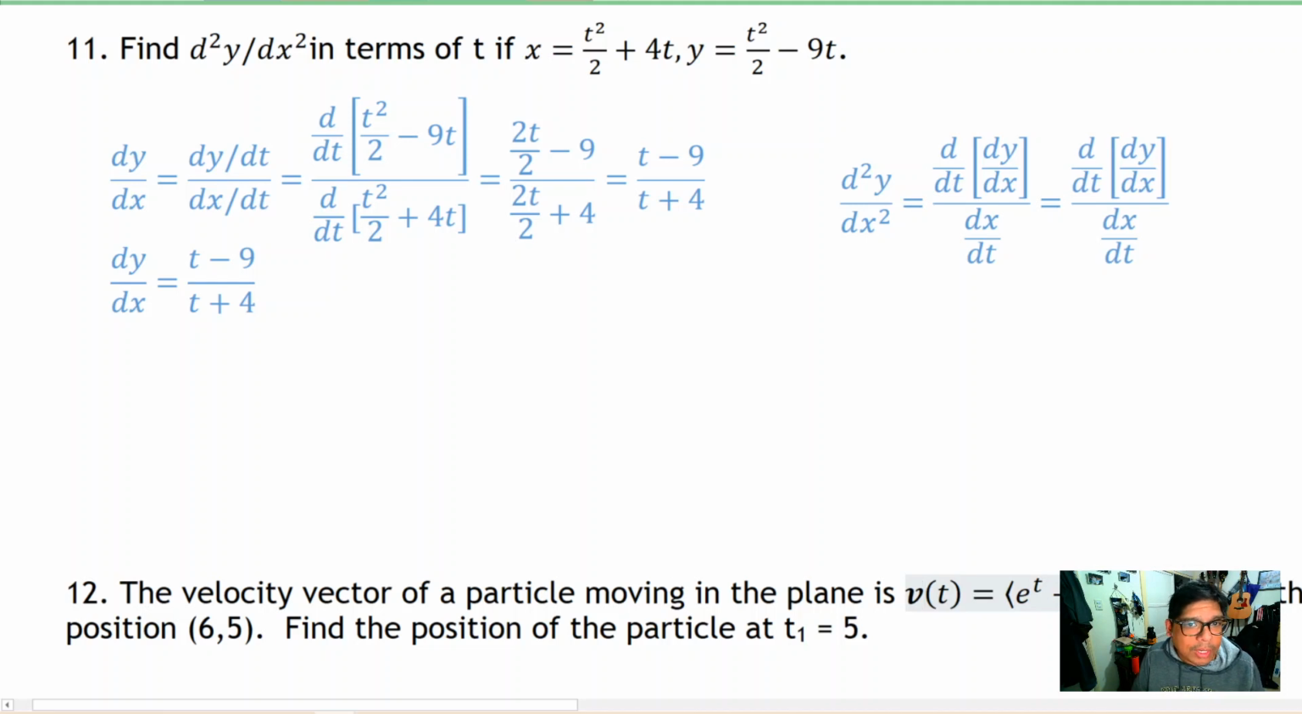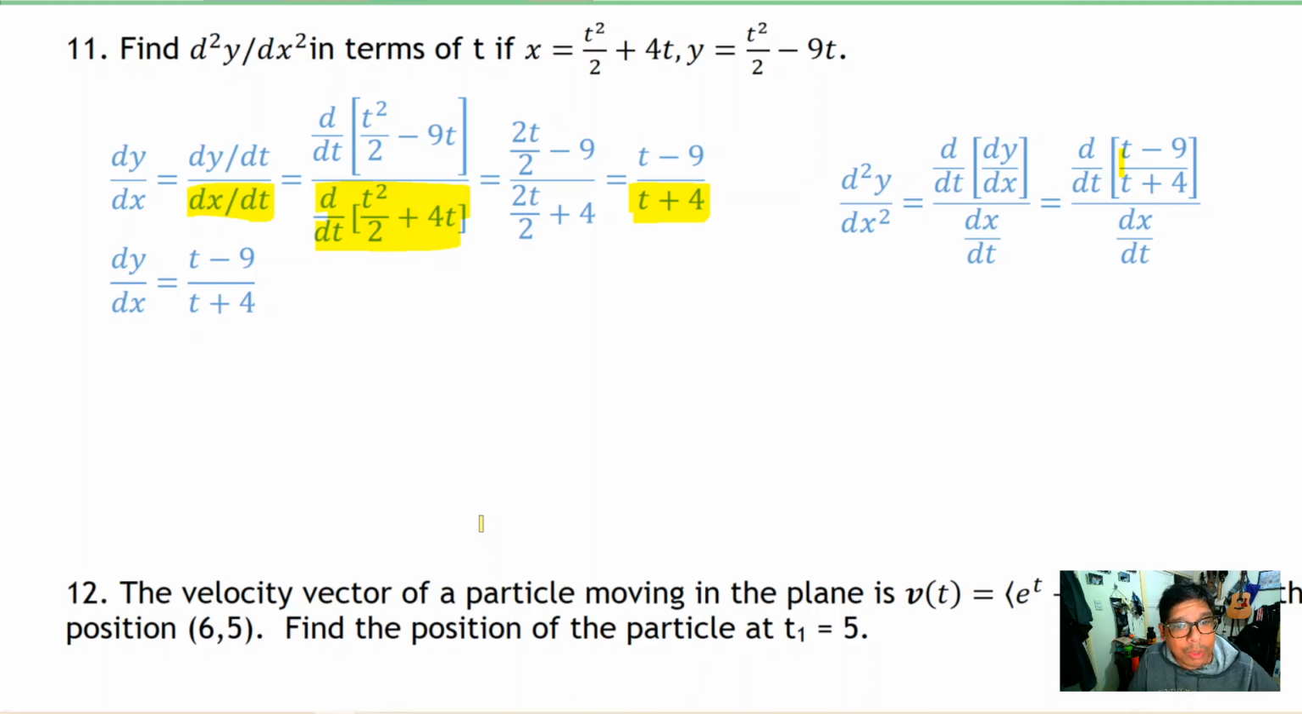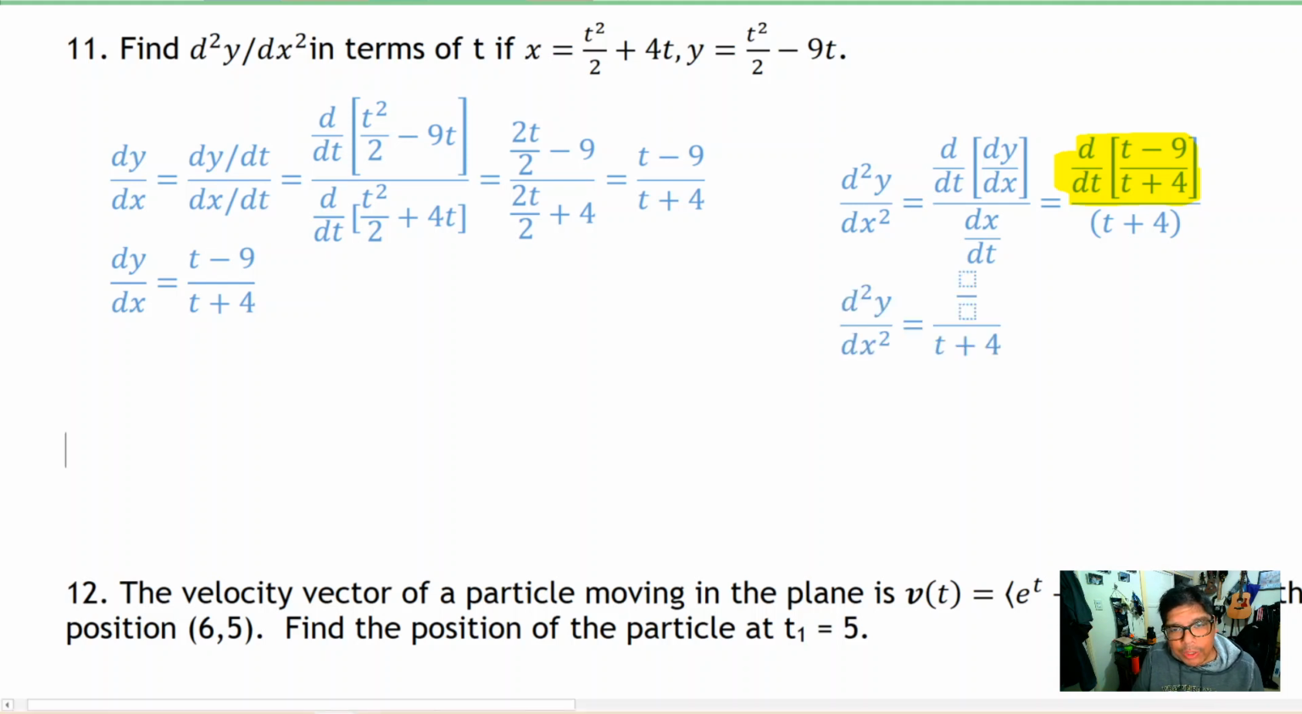First of all, we have our equation for dy/dx. And then from here, we also know what dx/dt is. We figured that out when we found the dy/dx equation. dx/dt, if we just keep following the denominators across, that's just t plus 4. Now the only thing left to do is to find the derivative of (t minus 9) over (t plus 4) with respect to t. We're going to have to use the quotient rule here.